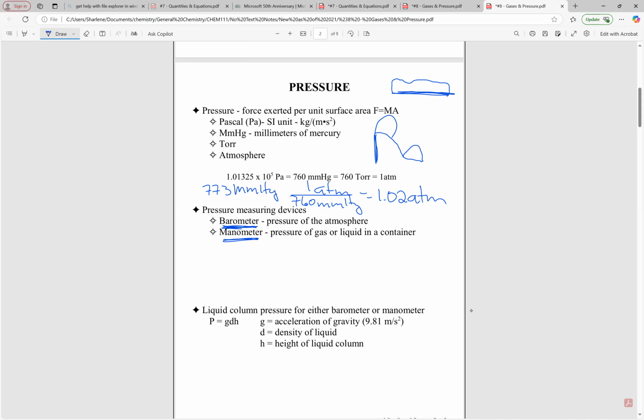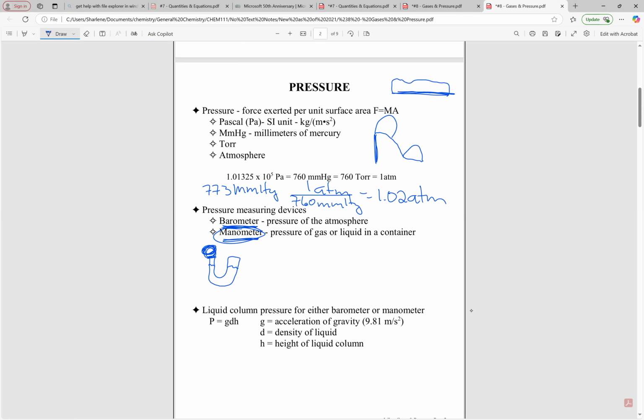All right, just a little blurb about the manometer. I'm going to draw an ugly picture for you. They used to be made of mercury because mercury is liquid, but it's very hard to move because it's very dense. So what you would do is attach your cylinder or whatever.